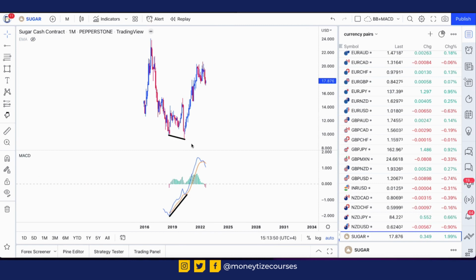formation on MACD lines, and then a break above this structure. But it could not break the previous structure high, previous highest point swing high. It just got stuck in between.